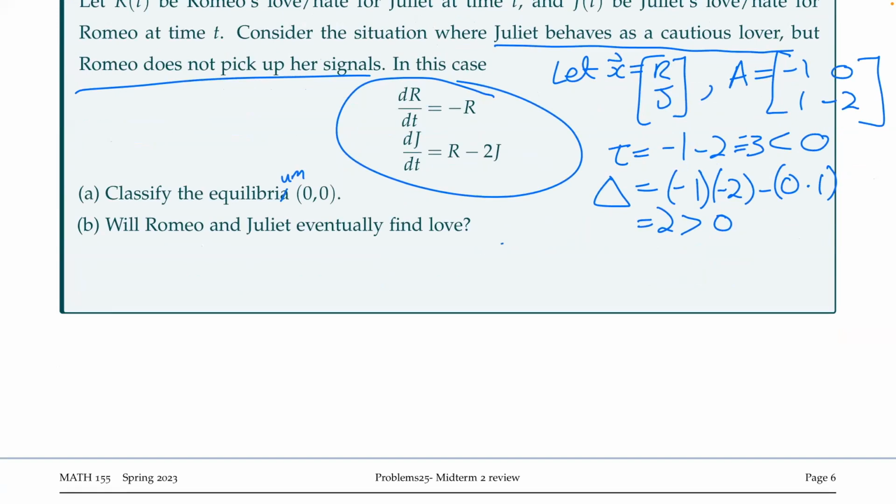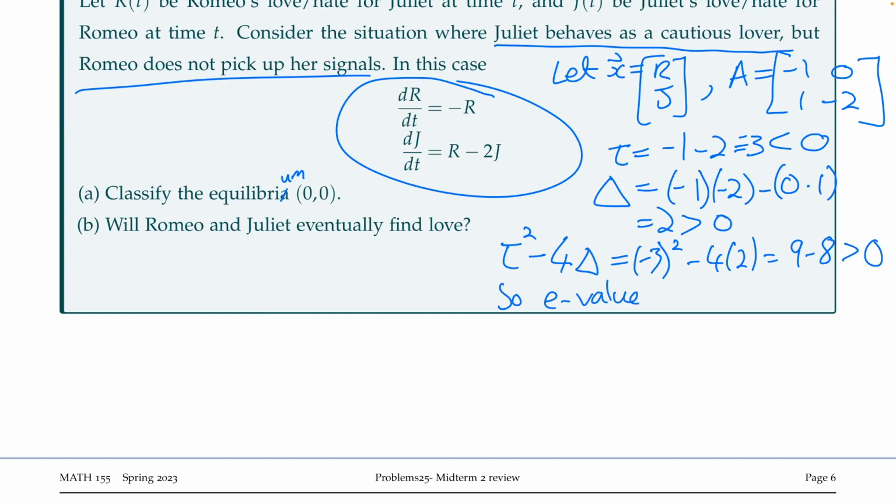We need to look at what's called our discriminant, the tau squared minus 4 delta. So square our trace and subtract 4 times the determinant. So we're going to have -3 squared minus 4 times 2, 9 minus 8, which is greater than 0. So our eigenvalues in this case are real. And since tau is less than 0, we have a stable node.